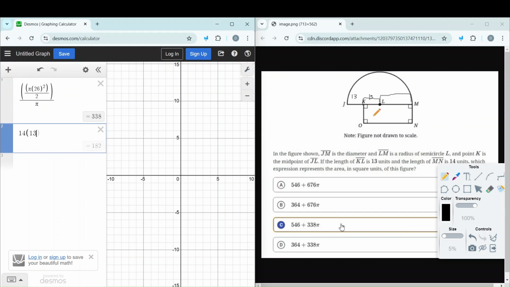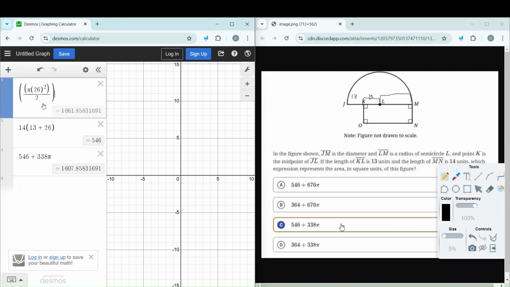So 13 from the given KL, and we know KL times 2 is the radius, and we know from L to M is the radius. So then we could add the radius, which is 26, and that equals 546, and then we have 546 plus 338 pi. This doesn't say 338 pi, but it's because we're dividing out the pi. The actual value would be 338 times pi.